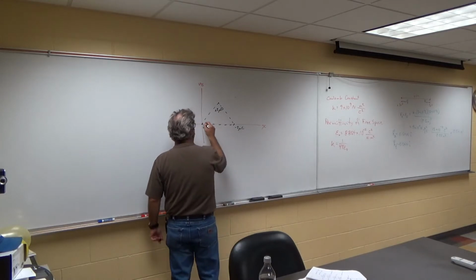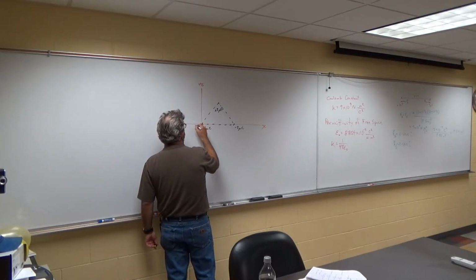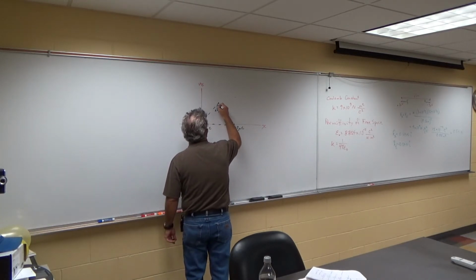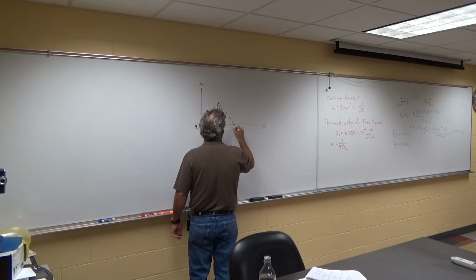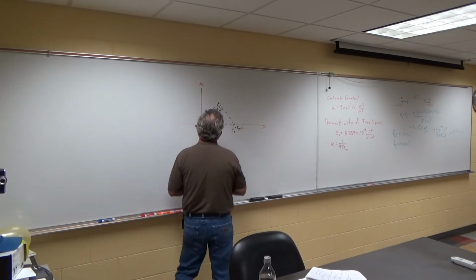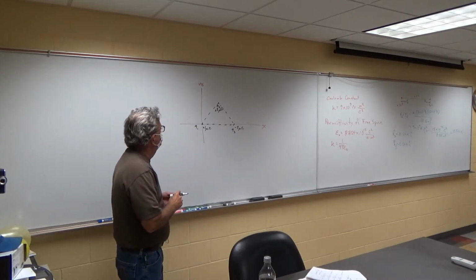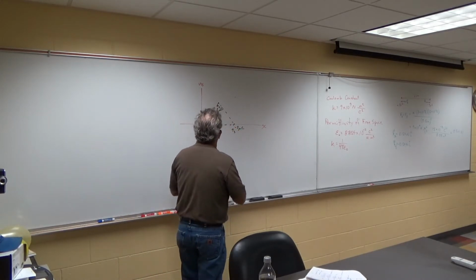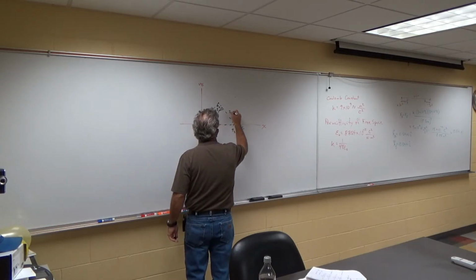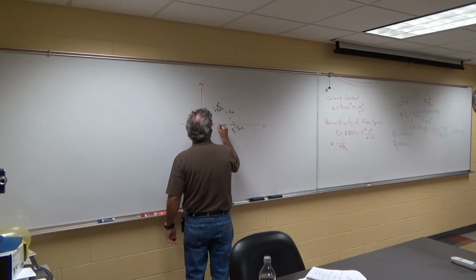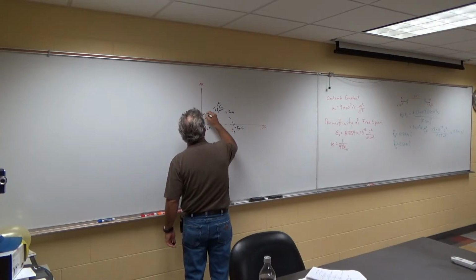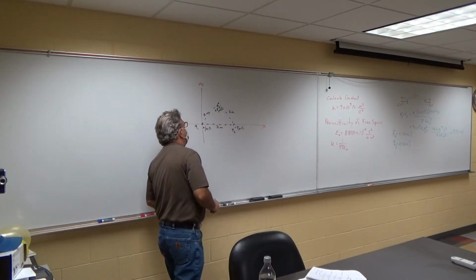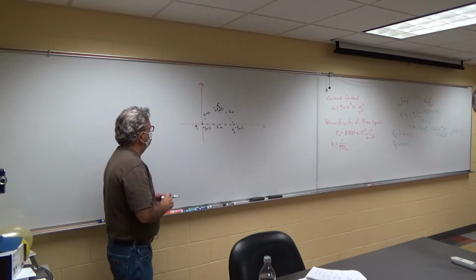So I'm going to call this Q1, Q2, and Q3. Okay? Q1, Q2, Q3. This distance is 2 meters. 2 meters. 2 meters. So this is an equilateral triangle.